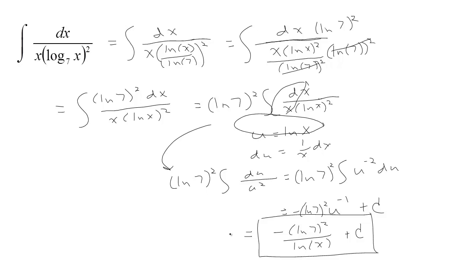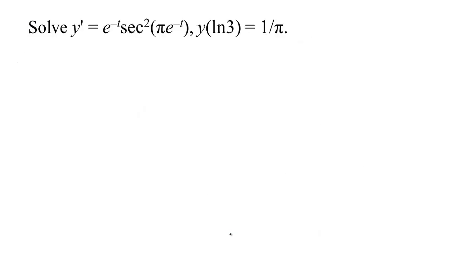One more example. This one is an initial value problem. It's a differential equation because we have information about the derivative of y with respect to t. We know how y is changing. We also have some initial data, because we know that when t is the natural log of 3, if you plug that into this function y, out will come 1 over pi. So this is our initial data. We call this whole thing an initial value problem.